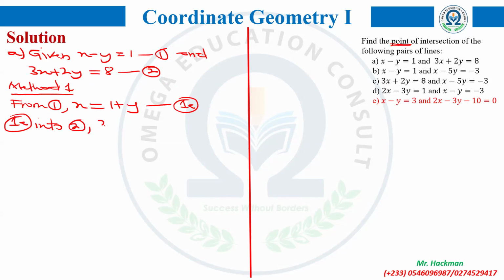We are going to substitute. We get 3 into x. x is more than a term. You put it in brackets.